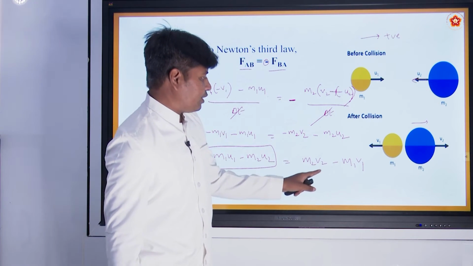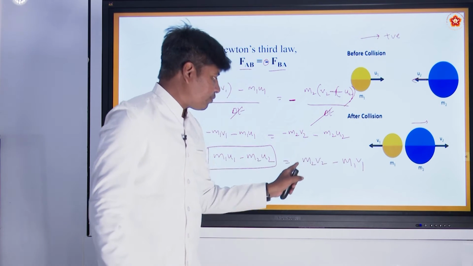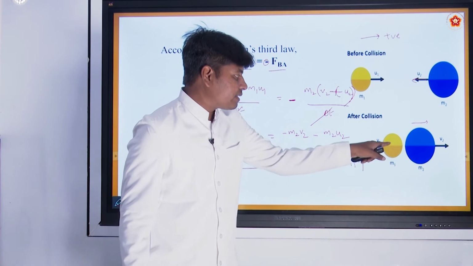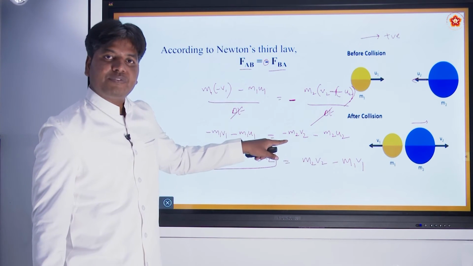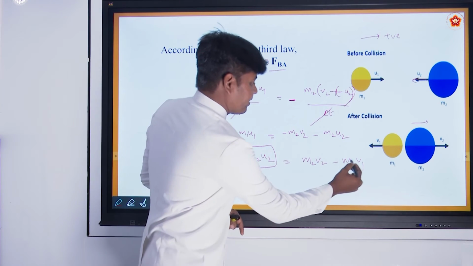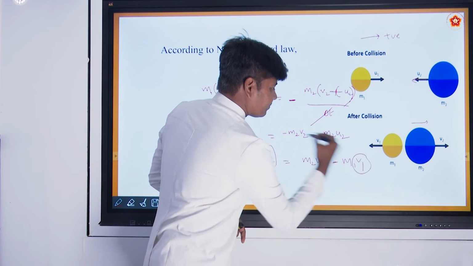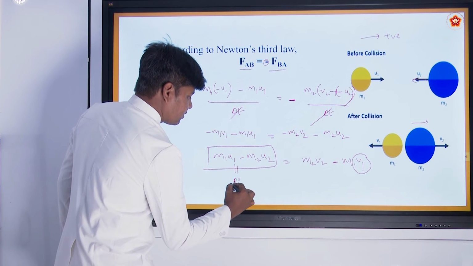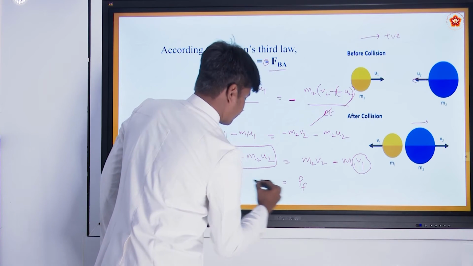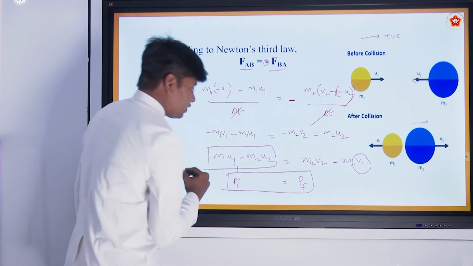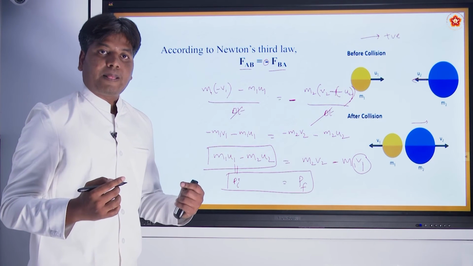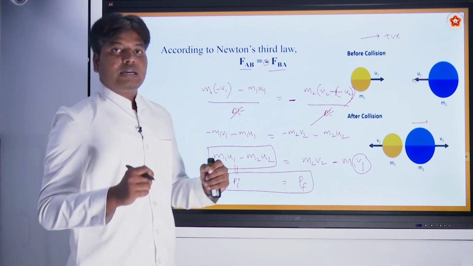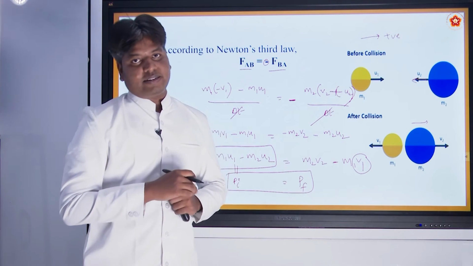Similarly, you can see m2 v2. v2 is in the positive direction, that is why it has the positive value. Minus m1 v1. After collision, v1 is separating from v2. It is moving in the opposite direction, right? So that's why it has minus m1 v1. So your initial momentum here is also equal to final momentum. You need to be careful while subtracting final momentum minus initial momentum. You will need to take the directions into consideration.